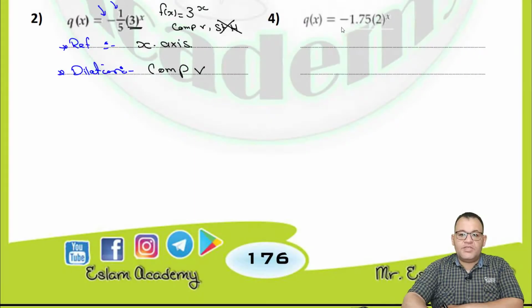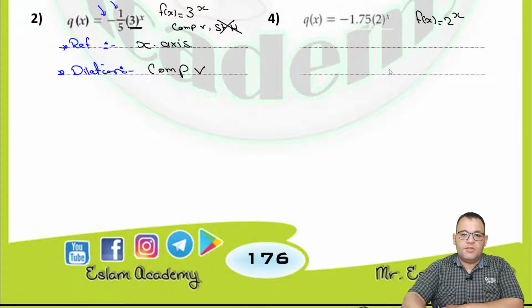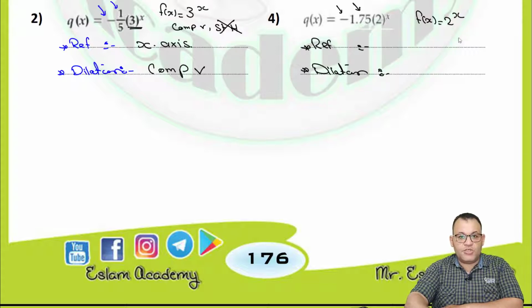Q of x equals -1.75 multiplied by 2 to the power x. The parent function, which is f of x, equals 2 to the power x. Now we have a negative and a number, so we have reflection and dilation. The negative multiplied by 2 to the power x means negative multiplied by the function, which is y. So we have reflection on the x-axis.